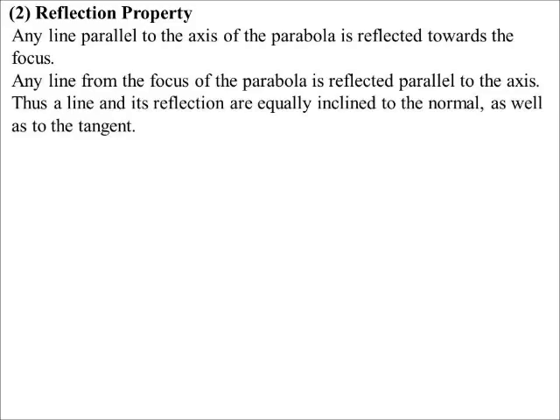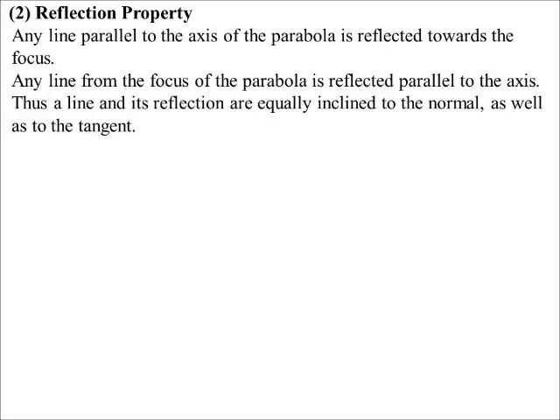Okay. Reflection property. This is always a mouthful, this one. A line parallel to the axis of the parabola is reflected towards the focus, and any line from the focus of the parabola is reflected parallel to the axis. Thus a line and its reflection are equally inclined to the normal as well as to the tangent. What on earth does that all mean? It's a really fancy way of saying that the parabola satisfies the basic idea of reflection, which is angle of incidence equals angle of reflection. Remember that, don't you? That's basically what it's saying.